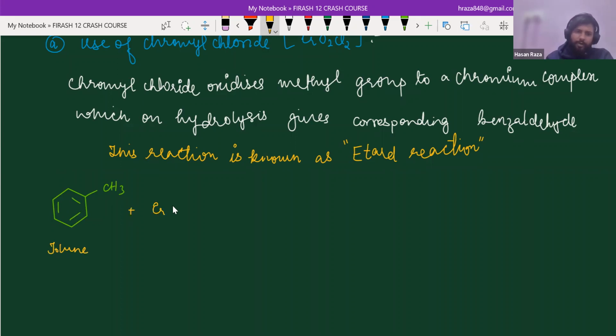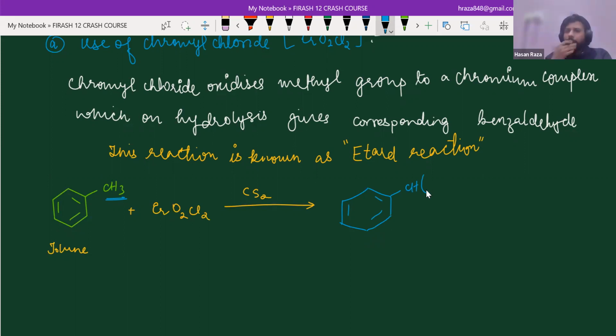with chromyl chloride, CrO2Cl2, in the presence of carbon disulfide, CS2, then this chromyl chloride will be oxidized and converted into a chromium complex. As you can see, this will be CH. Two hydrogen will be eliminated. That means removal of hydrogen is known as oxidation, and it becomes CH(OCrOHCl)2.